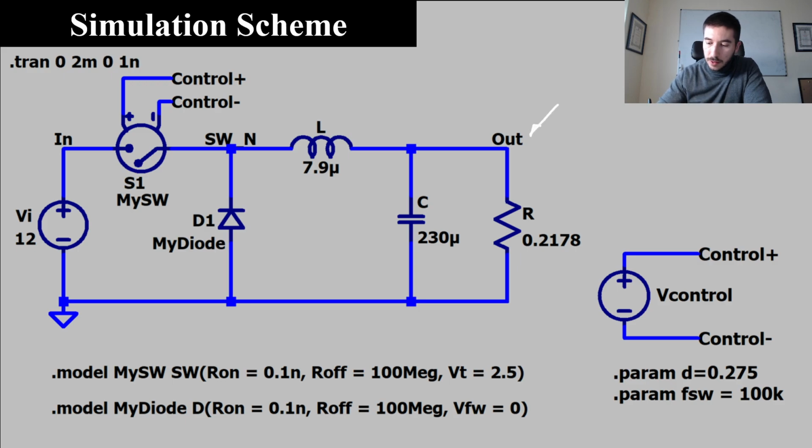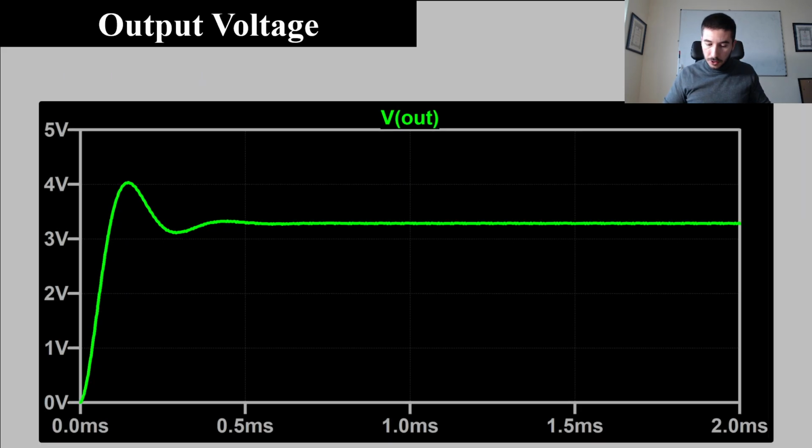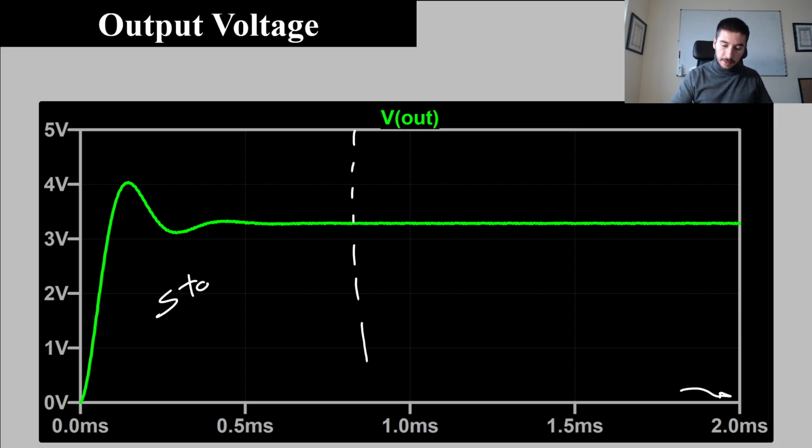First of all, we are going to evaluate the output voltage. So here we can see the output voltage waveform. Note that we are evaluating the output voltage up to 2 milliseconds. And as we can see here, we have the startup of the converter. Initially the output voltage is 0 volts because the output capacitor is discharged, the inductor is also discharged. So we need some time. We need some switching periods in order to reach steady state conditions.